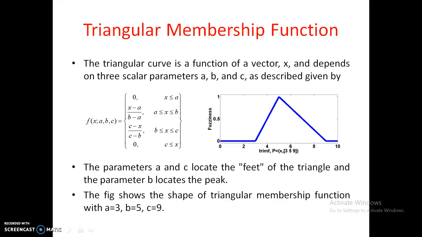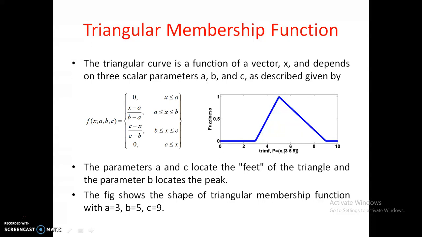The triangular membership function has three values. The first value is from where it starts rising, the second value is from where it starts decaying or decreasing, and the third value is from where it becomes zero again. So these are the three points we need to provide. Those values should be given by us.